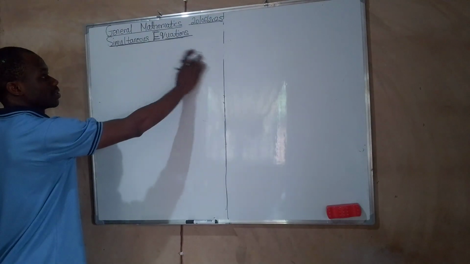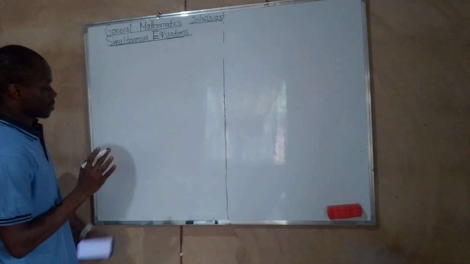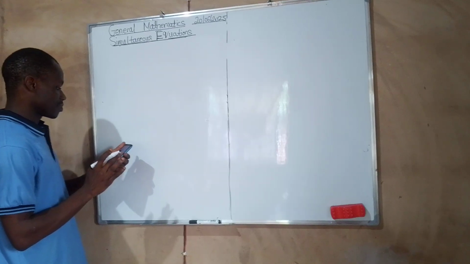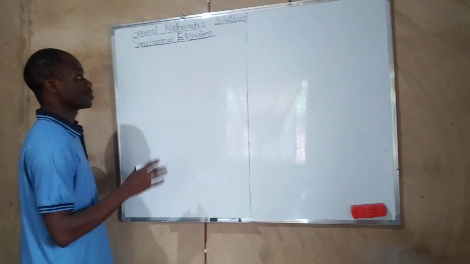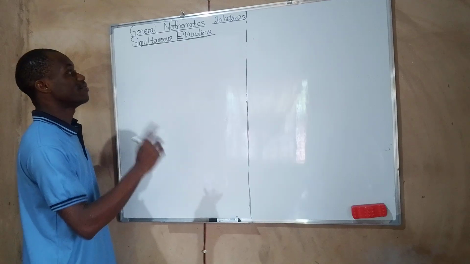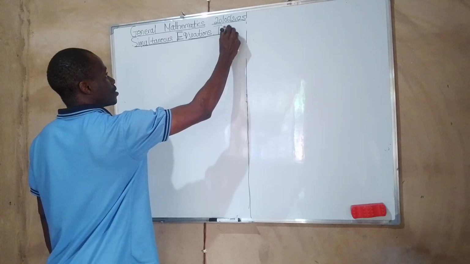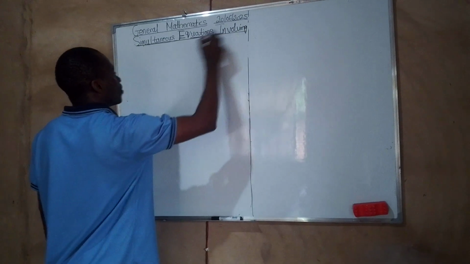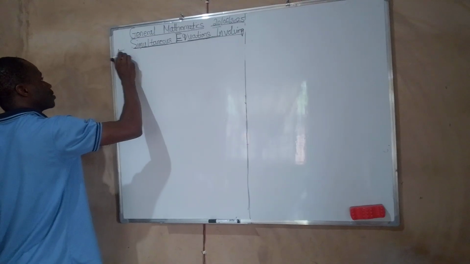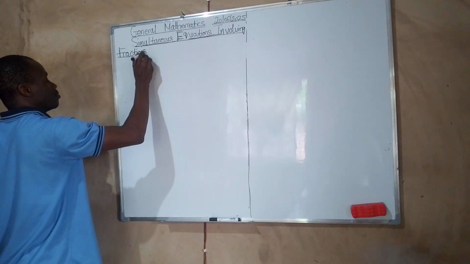We're still on simultaneous equations, the basics. Now we are going to look at one other aspect of simultaneous equations, which is called simultaneous equations involving fractions. Simultaneous equations involving what? Fractions.